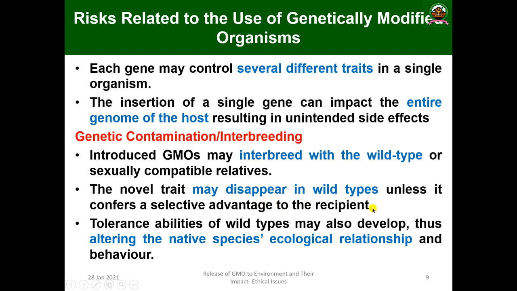Okay, sometimes their tolerance ability, their natural resistance mechanism, may be altered by the new gene. Or sometimes their relationship with the ecosystem may totally change, and the behavior of that particular organism may change due to this process. So genetic contamination or interbreeding can result in a massive outcome due to the genetically modified organism.